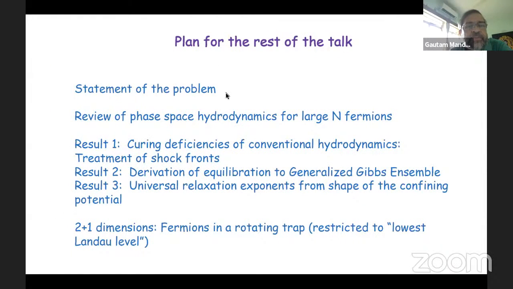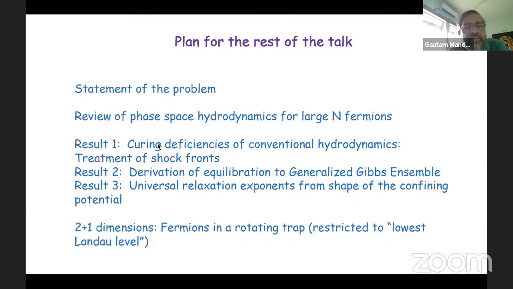Okay, so this is the plan for the rest of the talk. First, the statement of the problem: I will state what is the problem that we are trying to solve. Then the method that we are going to use, that's phase-space hydrodynamics for large N fermions, and how it appeared in C = 1.